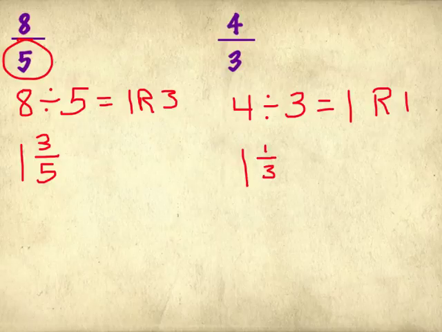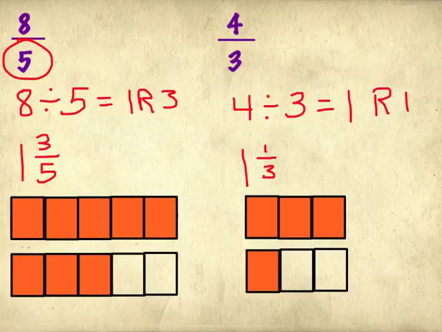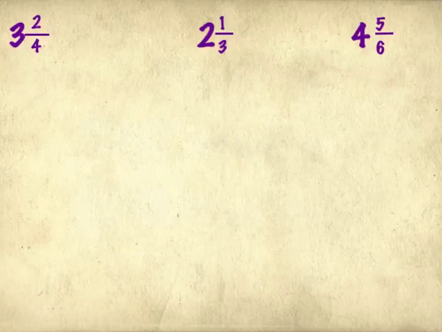And if you don't like doing it that way, you can draw the picture. So for 8 fifths, this would be my picture, and you can see it gives the same answer. I've got 1 whole and 3 out of 5, so 1 and 3 fifths. And same thing for 4 thirds. I've got my picture, and it gives me 1 whole and 1 third colored in down here, which is the same amount. So you can do this either way.